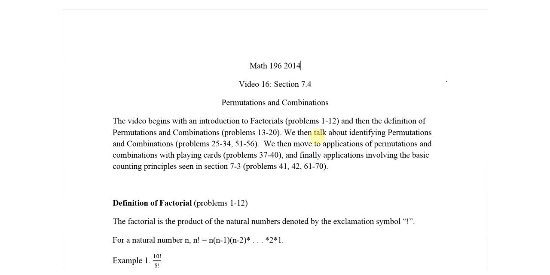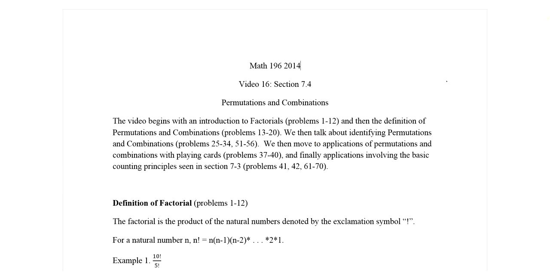We'll then do some applications of the permutations and the combinations using a deck of playing cards, which is problems 37 through 40 if you're unfamiliar with that. And then finally we'll do some other applications that involve the counting principles that we saw in section 7.3, which we'll see in problems 41, 42, and 61 through 70.